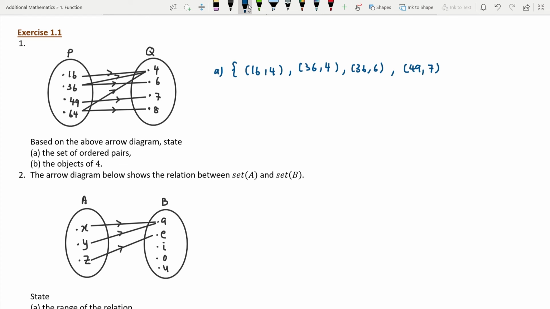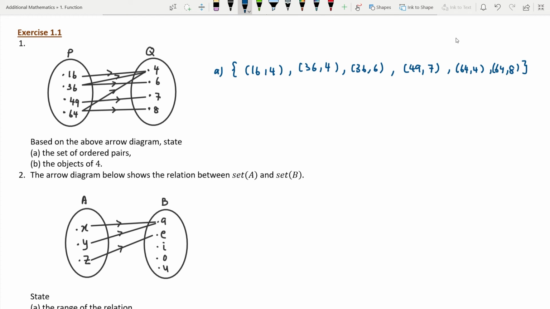And the next one, 64, is connected to 4 and 8. So same thing, we'll have two pairs here: 64, 4 and 64, 8.